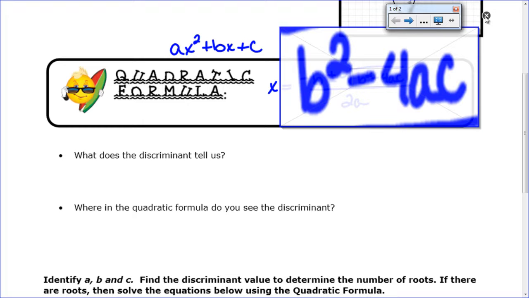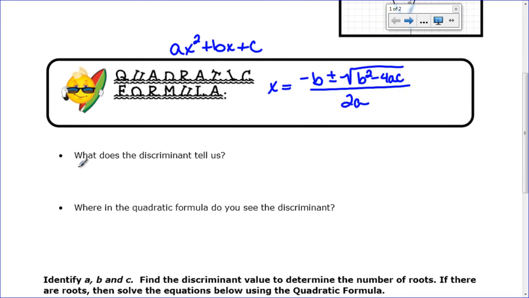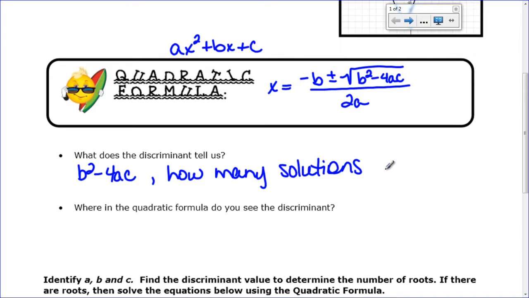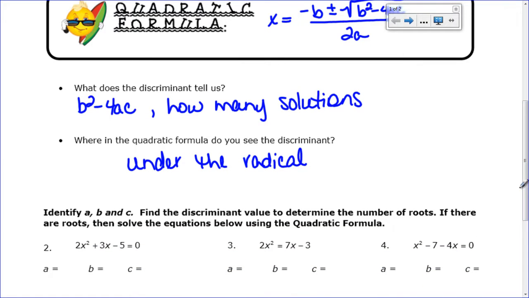So the discriminant, the b squared minus 4ac, just tells us how many solutions we have. It doesn't tell us what those solutions are, but it tells us how many there will be. If there is going to be one solution, two solutions, or no real solutions, it will let us know that. And it's always underneath the radical, the square root symbol. It's just that b squared minus 4ac, and we will use the discriminant to determine how many solutions there are. And then we will plug in and use our quadratic formula to find out what those solutions actually are.